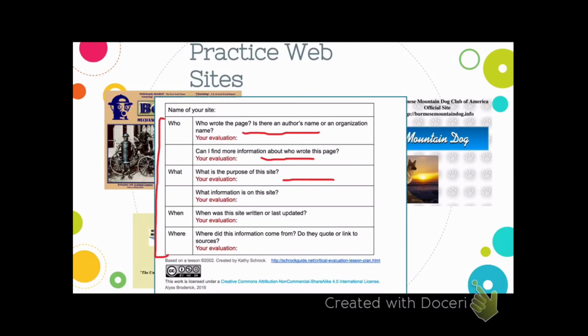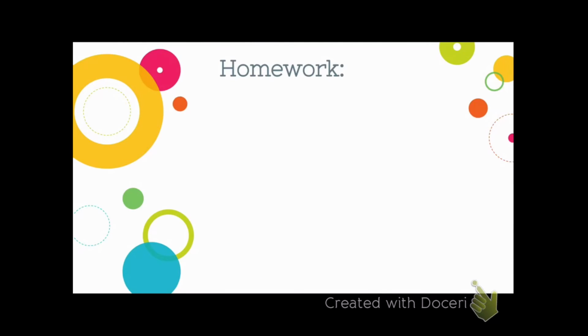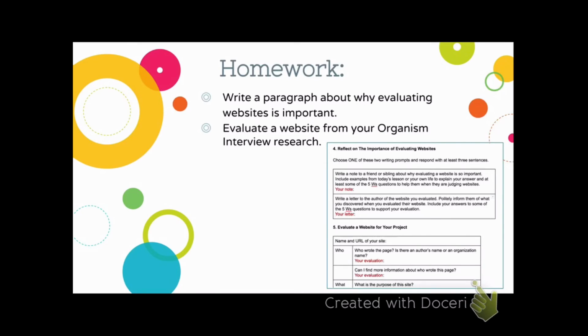One last thing before I let you go to evaluate those websites, there's actually two pieces of homework in this assignment. The first is to write a paragraph about why evaluating websites is important, and the second is to evaluate a website from your organism interview research. There are two prompts for the paragraph. Choose one of the two prompts. And then the evaluating a website for your project, it works just the same as what you had just done with the practice websites. There's the form here for the questions, and your answers get typed into there.